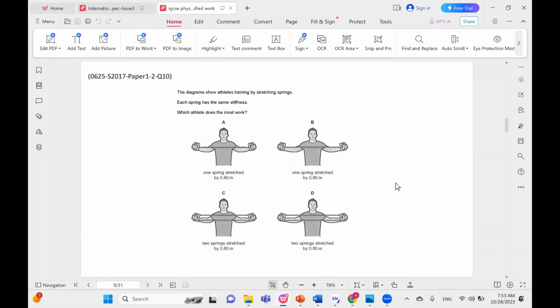The diagram shows athletes training by stretching springs. Each spring has the same stiffness. Which athlete does the most work? So we said that work is equal to force times distance. So in order to maximize W, we need to maximize F and maximize D because they're multiplied by each other. So you want them both to be very big numbers.